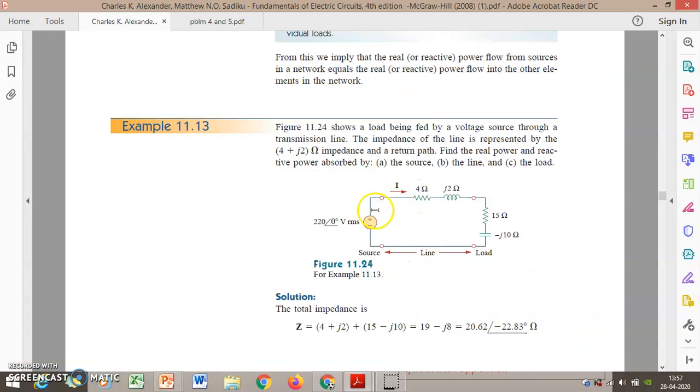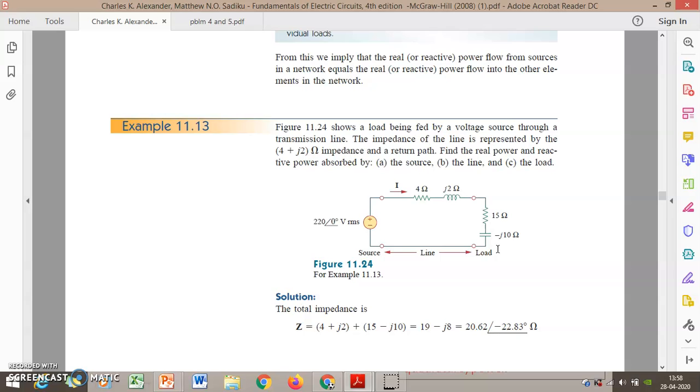The fourth problem is like this. A circuit is given. In this circuit, we have a source connected to a transmission line modeled with a resistance and inductance, and that transmission line is connected to the load, which has resistance and capacitance. All are connected in series, and the total impedance of the circuit will be the addition of all this. What is asked? To find the real power and the reactive power absorbed by all these three: source, line, and the load. To find real power and reactive power, we cannot find it directly. We have to find the complex power. From the complex power, we can calculate the real and reactive power.